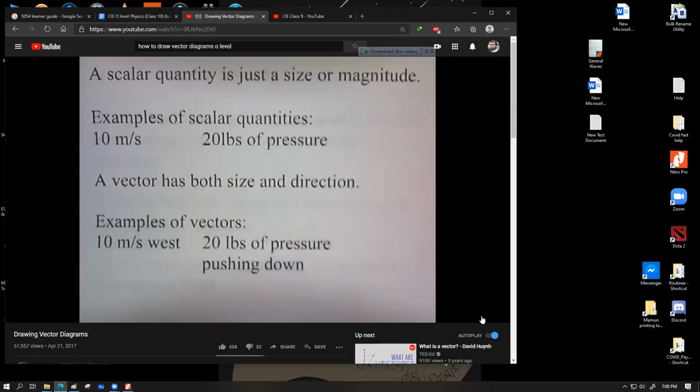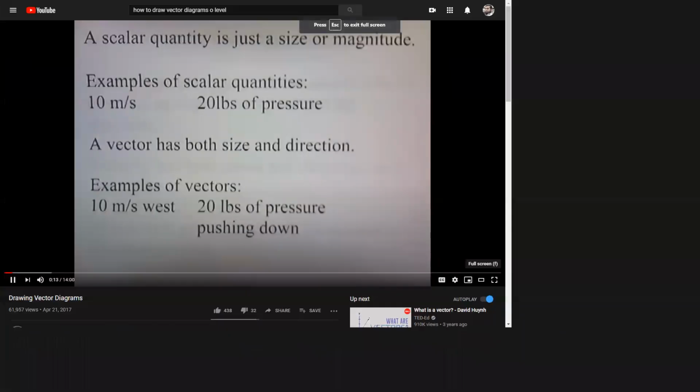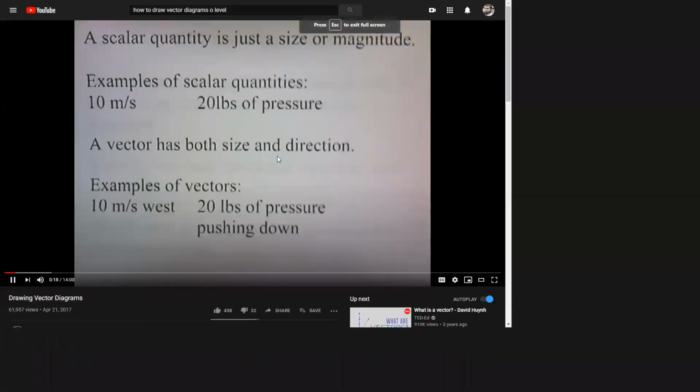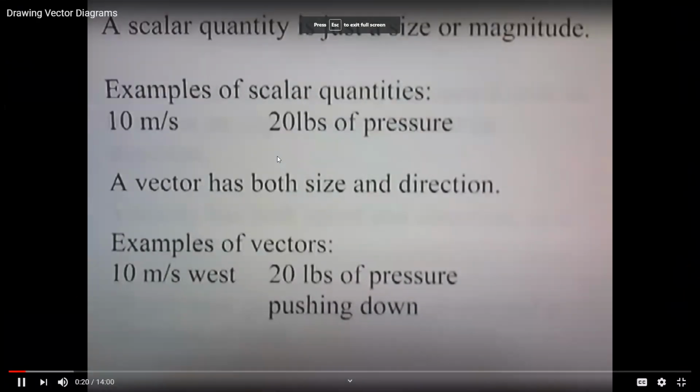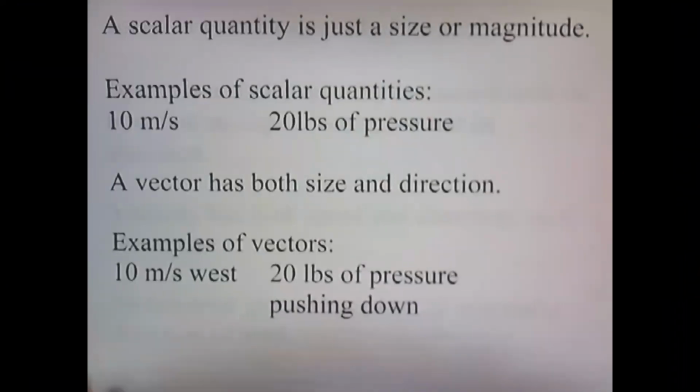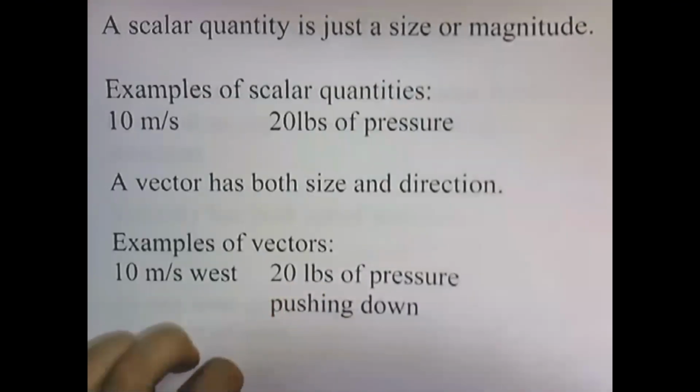Examples of scalar quantities would be 10 meters per second or 20 pounds of pressure. Now, a vector has both size and direction. So here's some examples of vectors. 10 meters per second west, okay, size and direction. 20 pounds of pressure pushing down. 20 pounds is the size and the direction is pushing down.